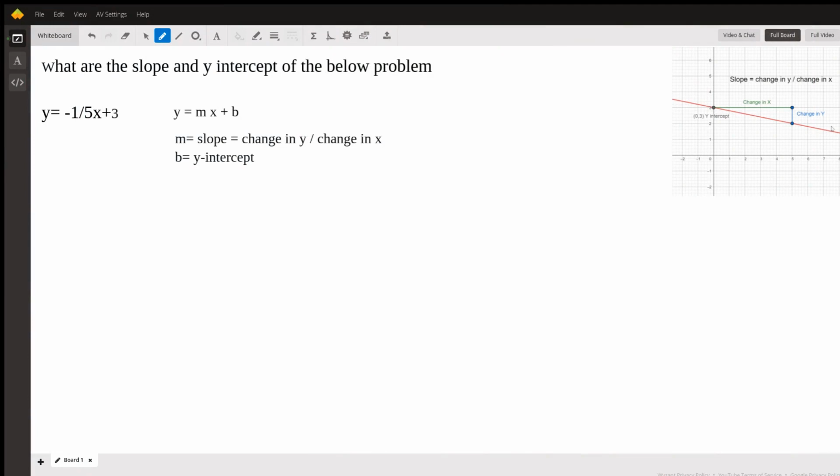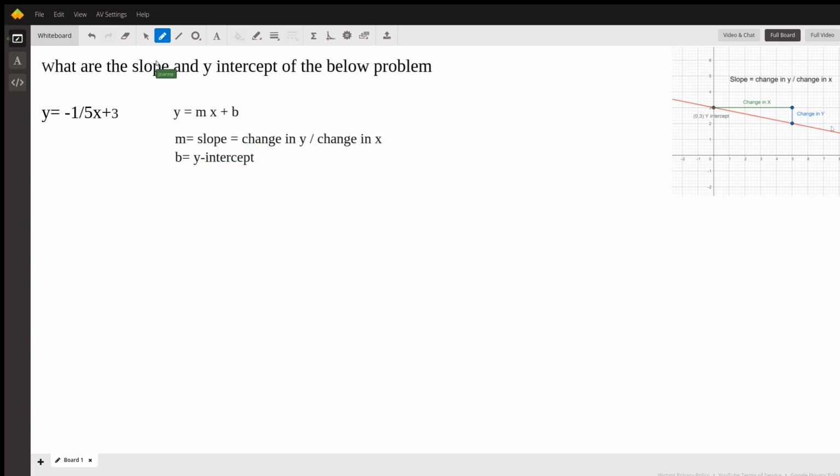And there's a problem here that I wanted to address. It was, what are the slope and y-intercept of the below problem? The equation that's written is y equals negative 1/5 x plus 3. And this equation is already written in a very convenient form. It's called the slope-intercept form.